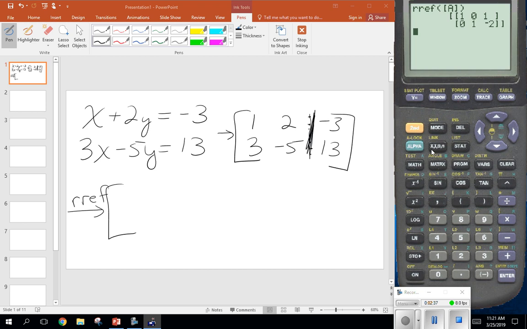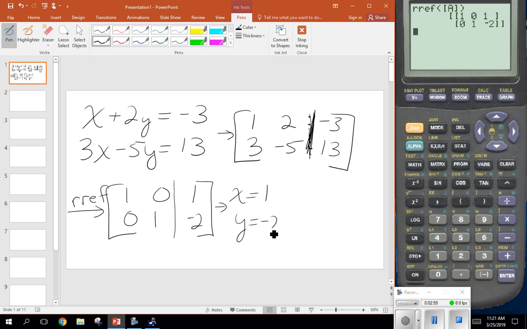And so what this is telling me is I have 1, 0, 1, 0, 1, -2. And so this says x equals 1, y equals -2. Writing that answer as an ordered pair, 1, -2, there's my solution.